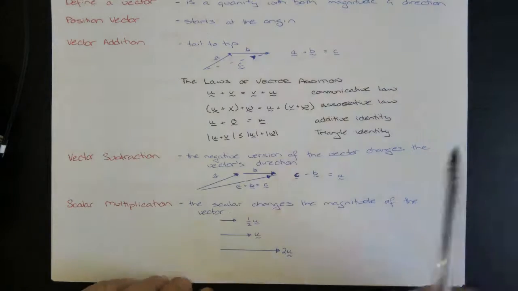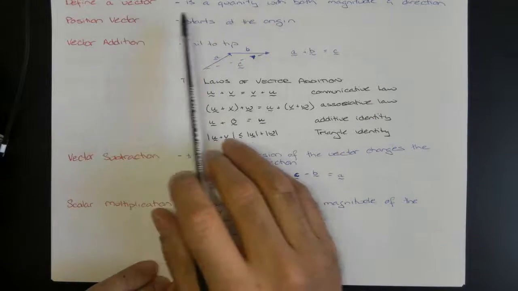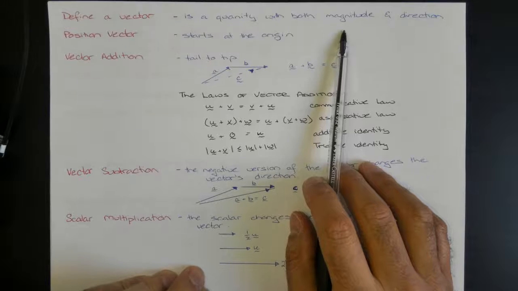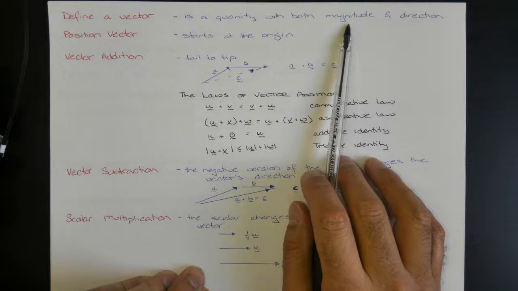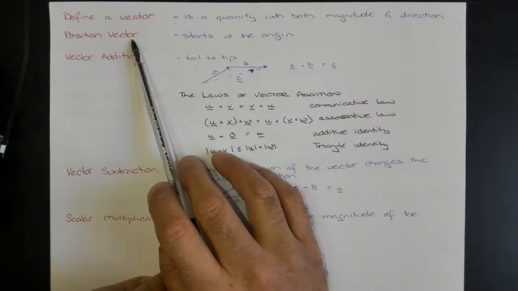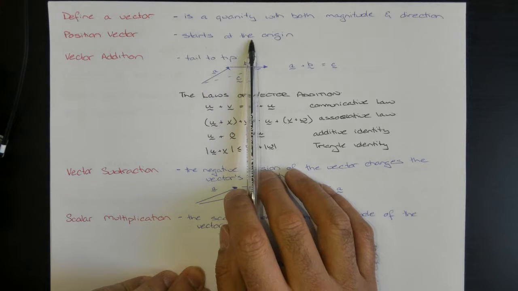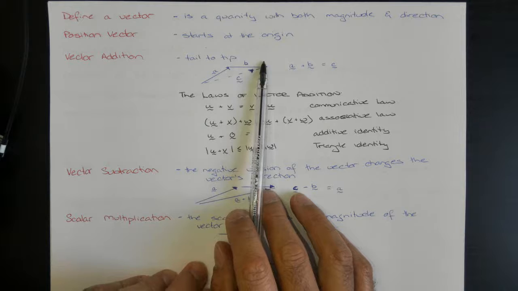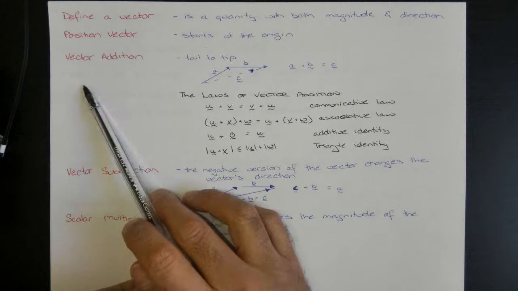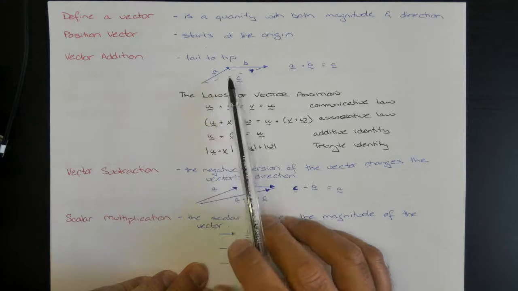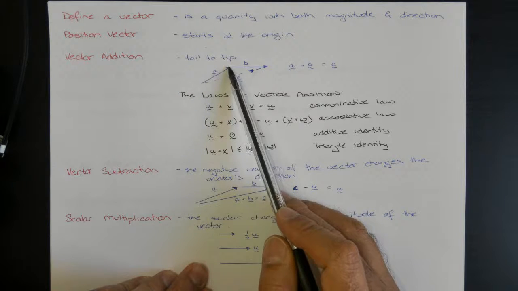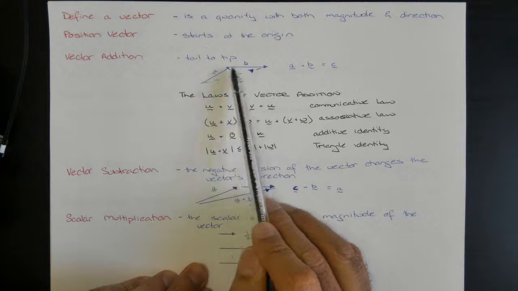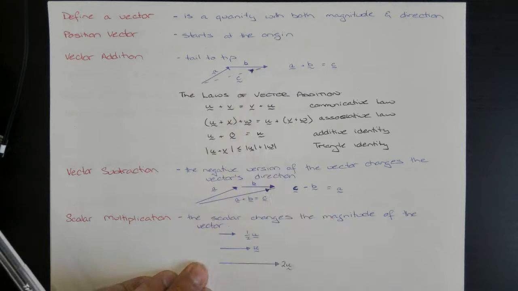Okay. So, a vector is a quantity with both magnitude and direction. It both has a size, a length, and a direction. A position vector starts at the origin. Vectors can be anywhere on the Cartesian plane. When we add vectors, we add it from tail to tip. So we go tail to tip plus tail to tip, and that will give us this tail to tip. So A plus B will give us C.